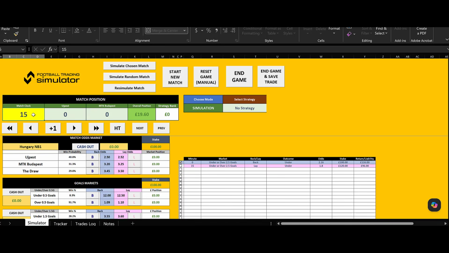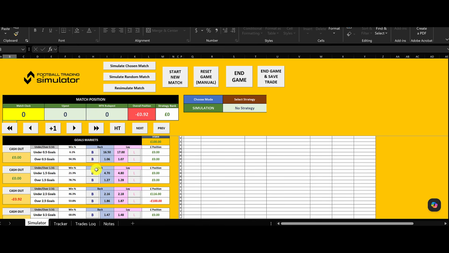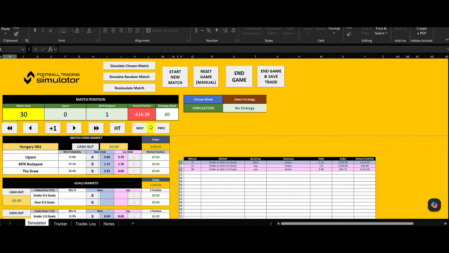And this is the great thing with the simulator, is that we can take it back and we can see what would happen if we stayed in longer, or if we stayed until maybe 30 minutes on this trade. What sort of profit could we get then? Could we even get a profit? No, because we would have been caught by a goal. So then we can just cash that out and we would be looking at a £16 loss. So you can practice that.